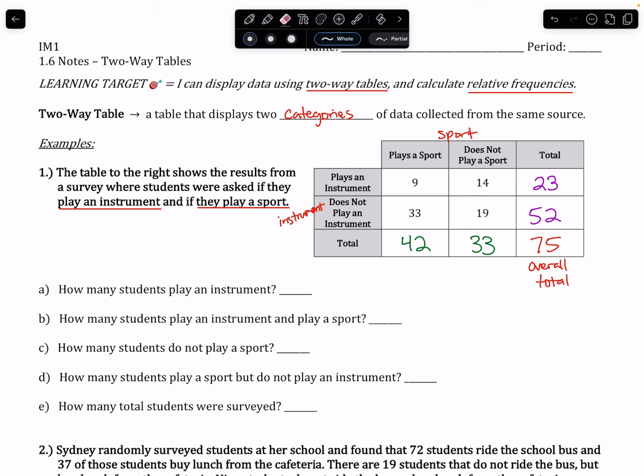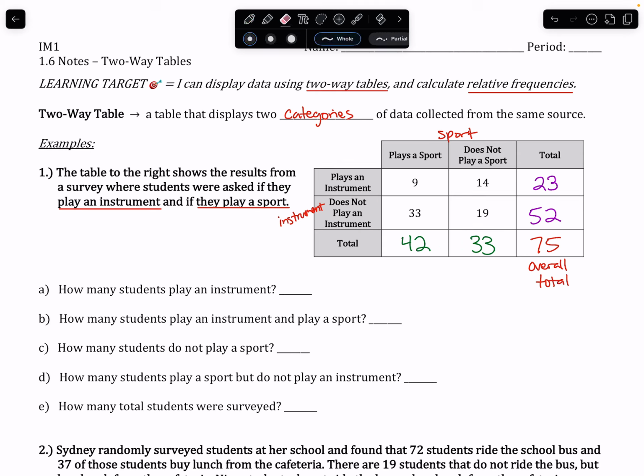So let's answer a few questions about this table and this information we've collected. Letter A says how many students play an instrument. We're going to go to our plays an instrument row, look straight across to the total, because it's just how many in general play an instrument regardless of sports. So we can see we have an answer there of 23. Let me write that in purple to keep color coordinated.